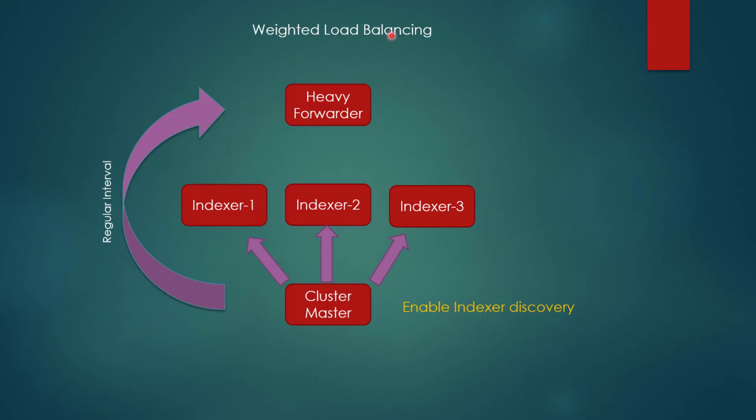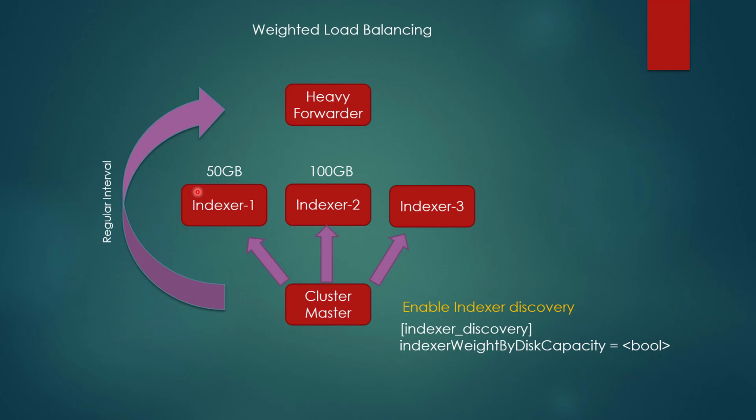In weighted load balancing, what happens? We are currently discussing the cluster master level configuration, where we create a stanza and set this particular value. It could be true or false; either you can enable it or disable it. Let's say at our indexer level, this particular indexer has 50 GB space available, this one has 100 GB, and this one has 500 GB. Now, if we make this setting true, what will happen?